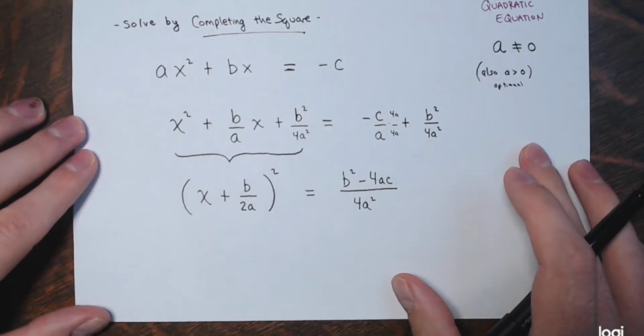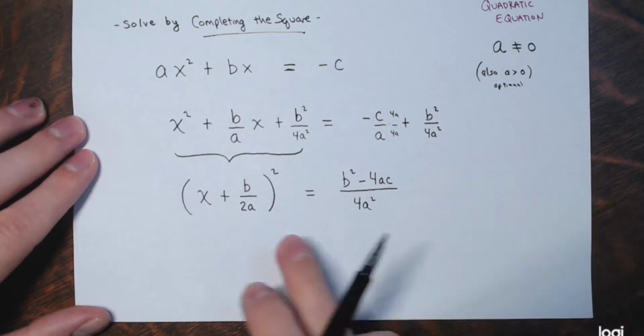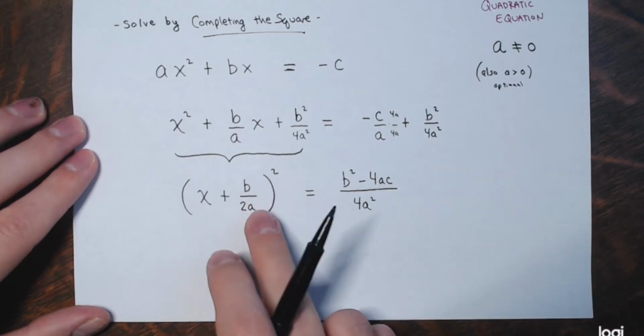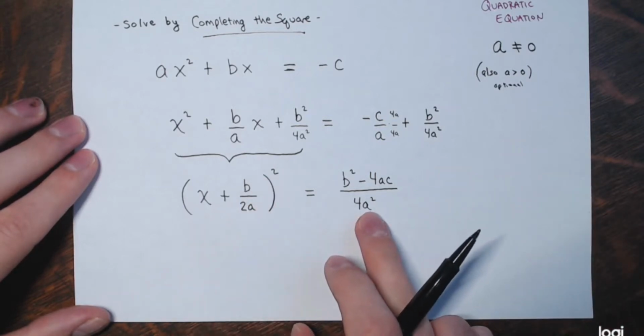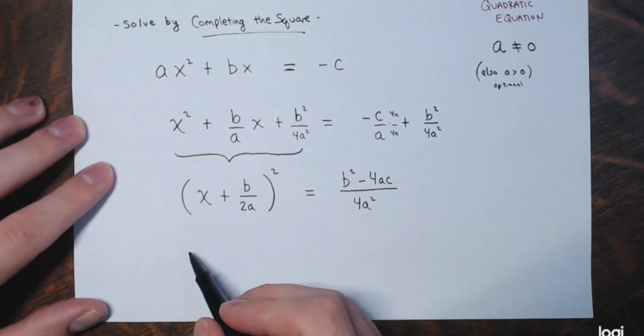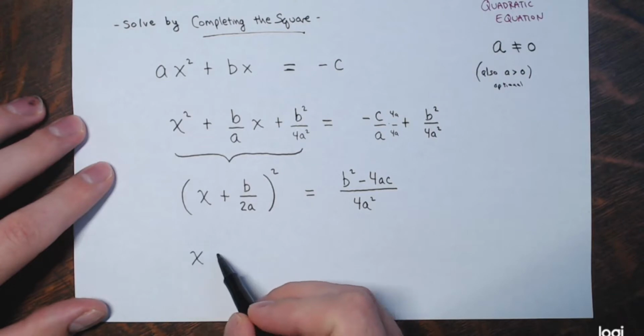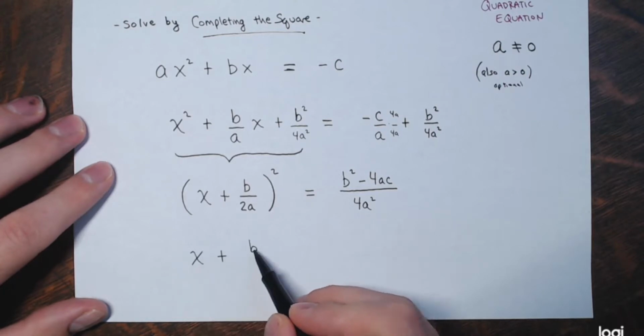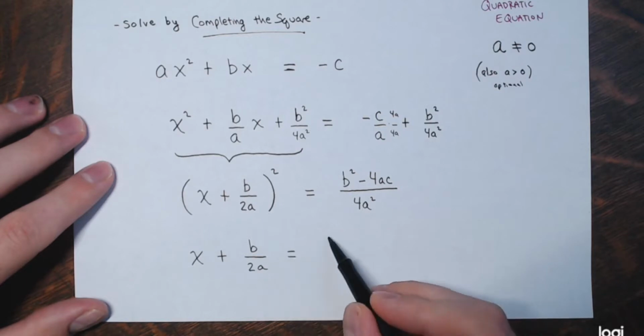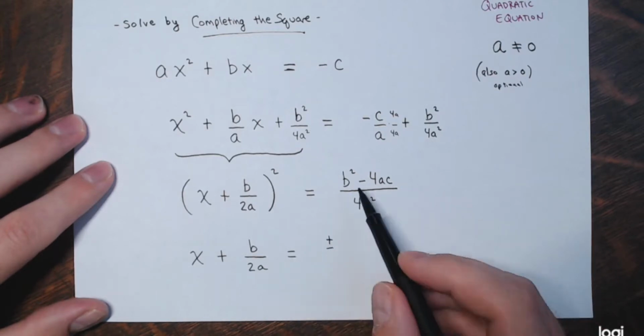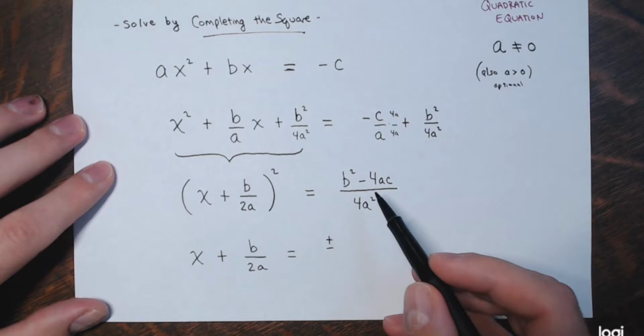Then I apply the square root property. Right? I have an expression with a variable squared equal to an expression without that variable, right? No x over here. So then by the square root property, x plus b over 2a is equal to either positive or negative the square root of this expression here.